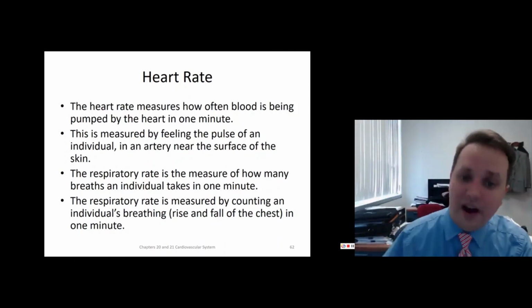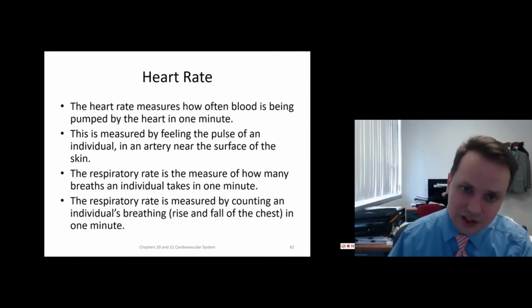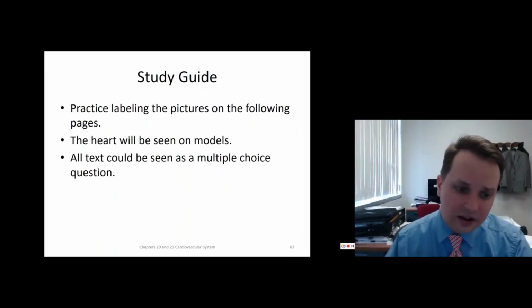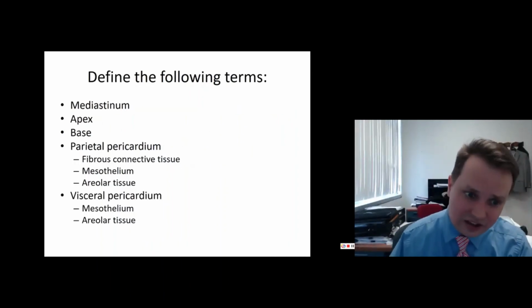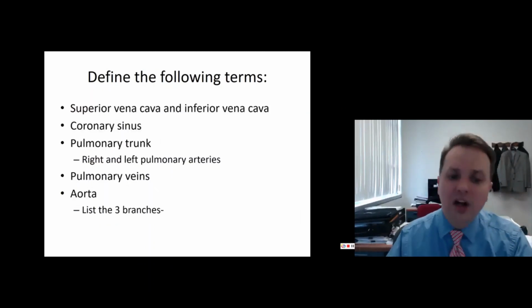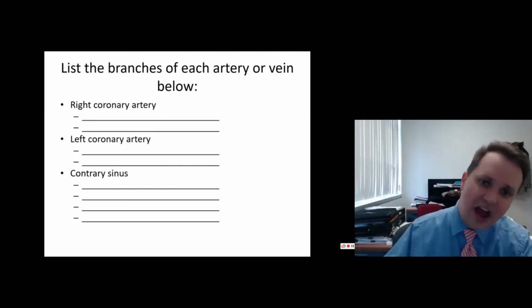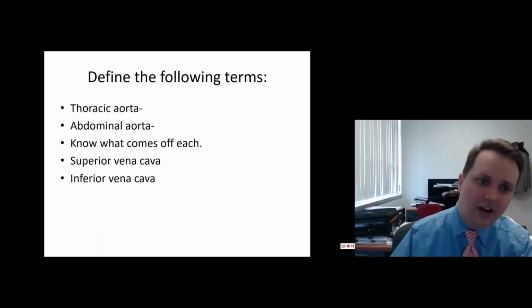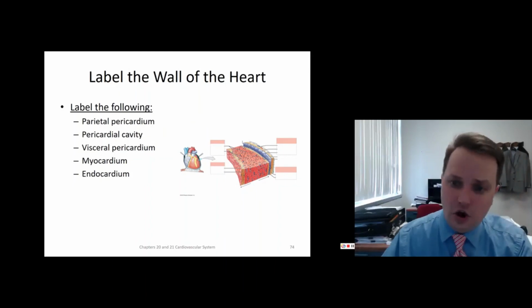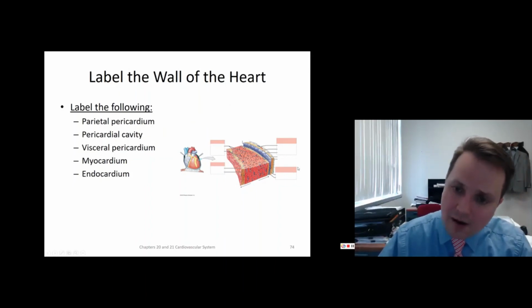These are your vital signs, the very important signs we look at. So on your study guide, again, always define these things. These are terms you need to know, be able to describe them, know where they are, list branches, things like that. Study this stuff, define them, make sure you know what they are. Now I could have a heart wall diagram on the test and ask you what one of those things are.